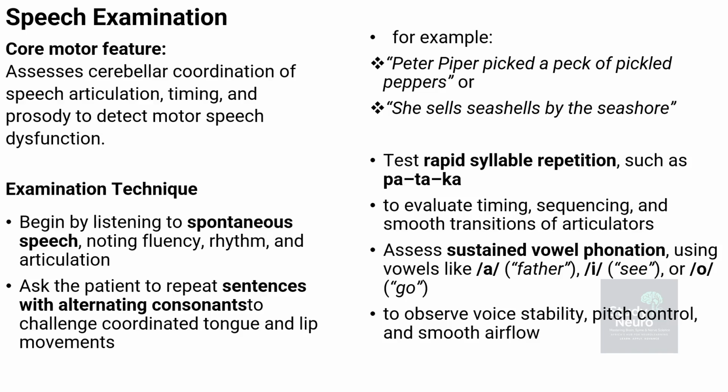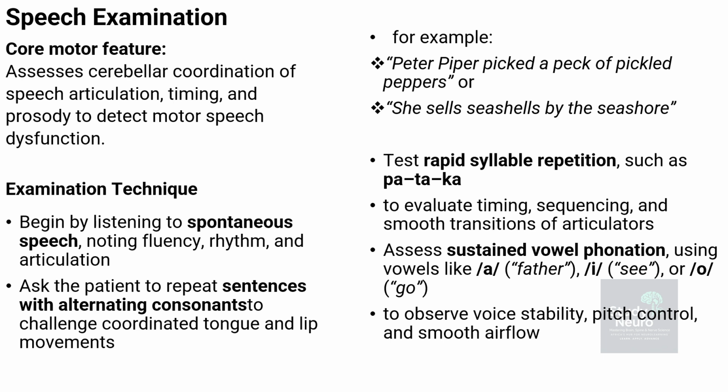The speech examination is a key part of assessing cerebellar function because it evaluates how well the cerebellum coordinates articulation, timing, and prosody. Abnormalities here often reflect cerebellar dysarthria, which arises from dysfunction of the lateral cerebellar hemispheres and their connections with cortical motor speech areas. Begin by observing spontaneous speech, listening carefully for fluency, rhythm, and clarity.